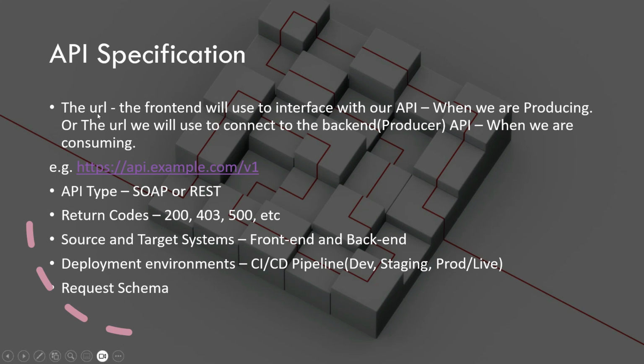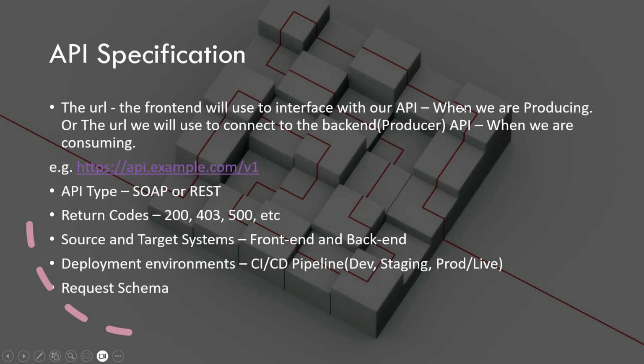Now, the next thing you need to find out is the URL or the endpoint. What is the endpoint? If you're working in a back-end API, that means you are the one that will produce the URL or the endpoint that the front end will use to interface with your API.